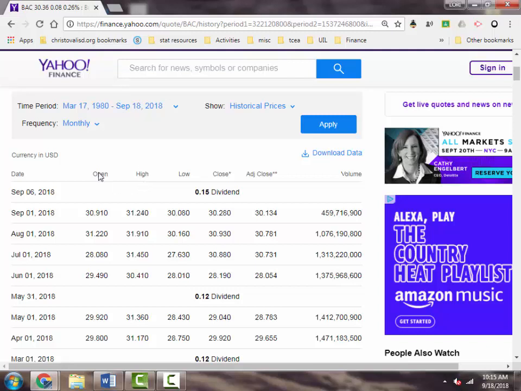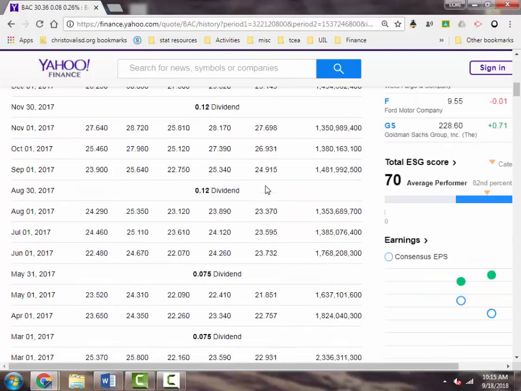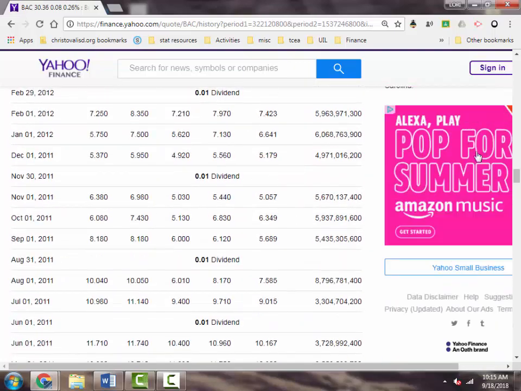This is the high of that month. This is the low. This is the close. This is the adjusted close, whenever they take out things that didn't really close correctly or there's other issues. And then it's also going to tell you the dividends. So it's showing you every major event.